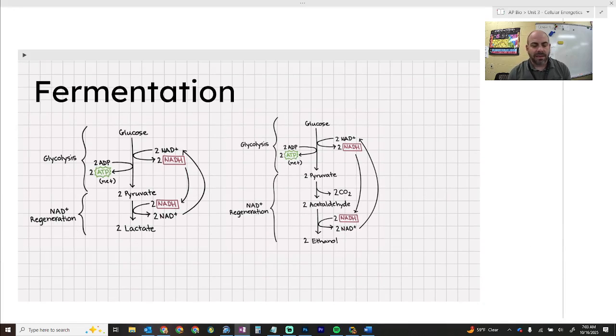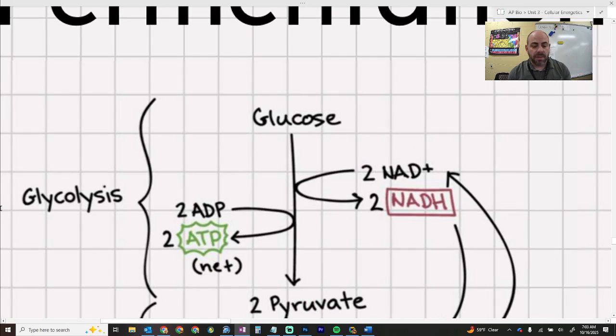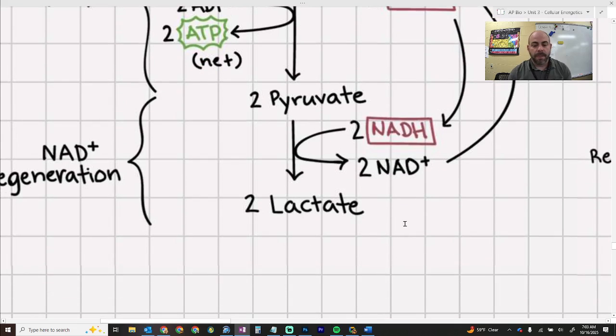There's lactic acid fermentation, which you see on the left, and alcohol fermentation. I almost said ethanol fermentation, either way. Animals do lactic acid fermentation. All other organisms that do fermentation do alcohol fermentation. But notice the same sort of thing is going on here. What do we notice in this first step, glucose to pyruvate? This is glycolysis, right? Electron carriers are made, ATP is being made, 2 net ATP is what it says there.